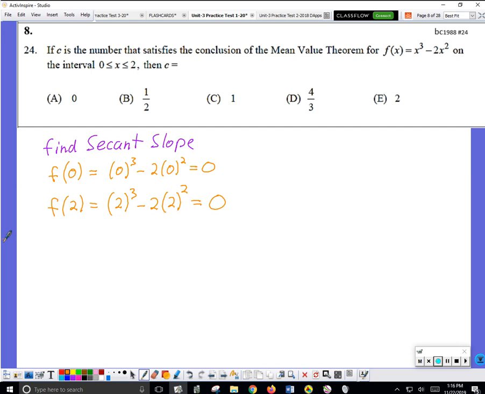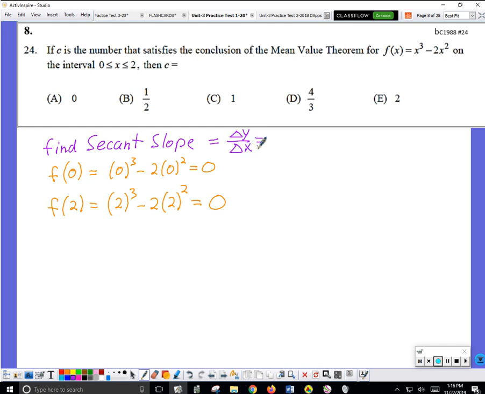So say you discover that the secant slope is 0. The y coordinate at one end is 0. The y coordinate at the other end is still 0. So secant slope is change in y divided by change in x. Wouldn't that be undefined?